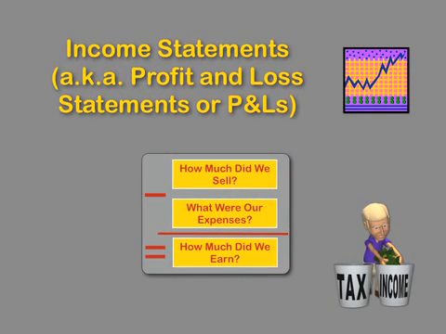The first type of financial statements are called income statements, or profit and loss statements, or just P&Ls. The three questions these statements answer are: how much did we sell? What were our expenses? And how much was left over? In other words, how much did we earn?